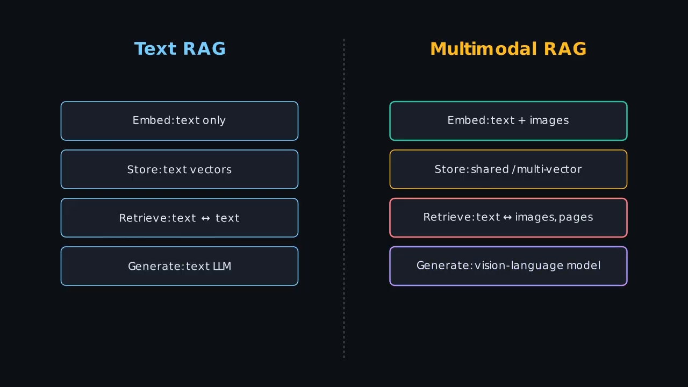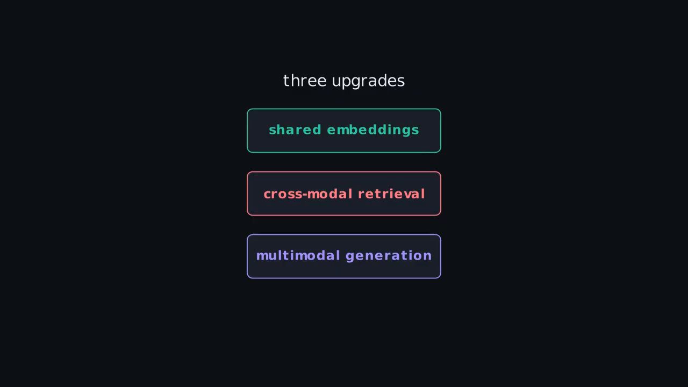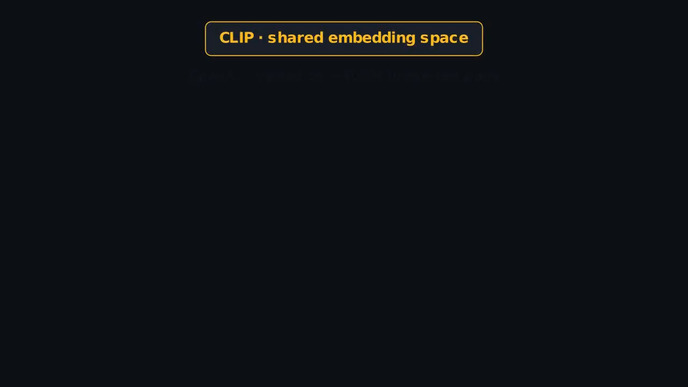The third is generation. Text RAG feeds text to the model. Multimodal RAG feeds the actual images to a vision language model that can see them. Three upgrades: shared embeddings, cross-modal retrieval, and multimodal generation. Let's take them one at a time. Start with the embedding space.